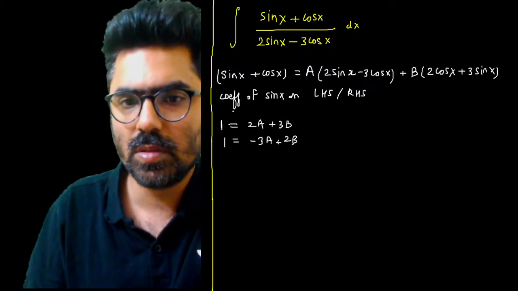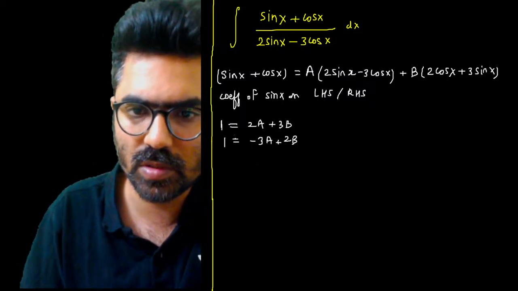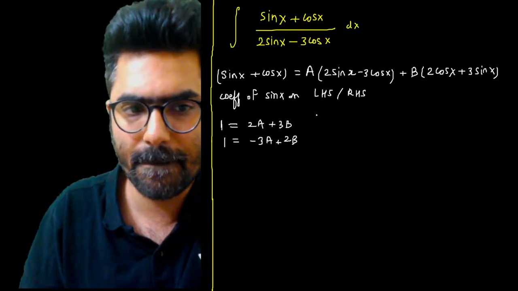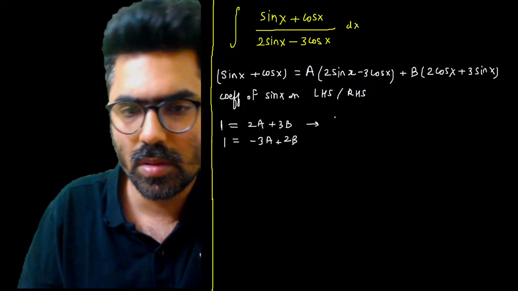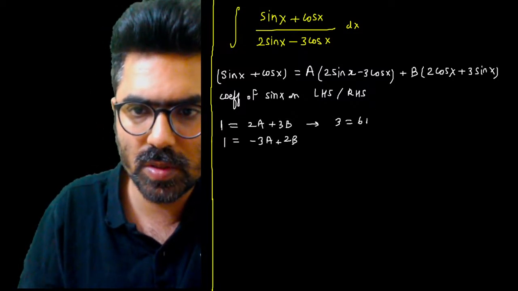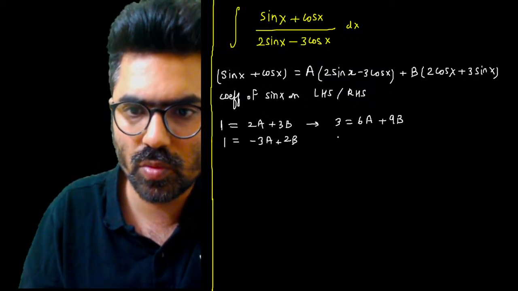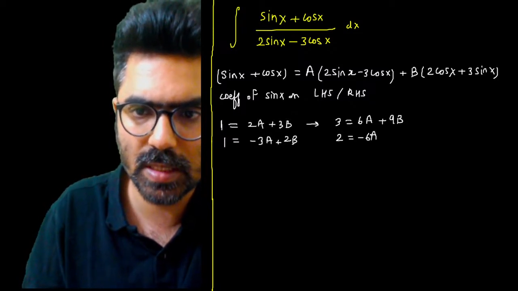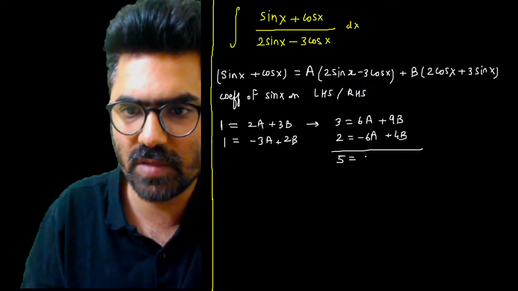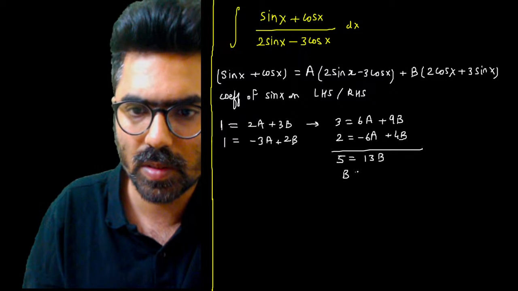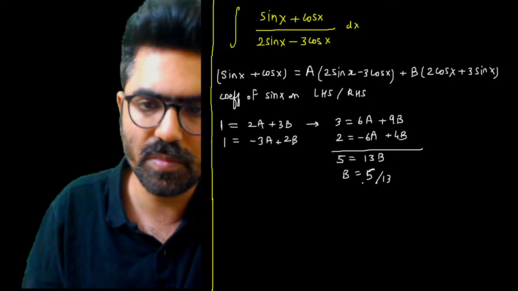This is where we have to solve the equations and get the values of a and b. Let's multiply this equation with 3, so I get 3 is equal to 6a plus 9b. Multiply this equation with 2, so I get 2 is equal to minus 6a plus 4b. Now add these, and we get 5 is equal to 13b. So b is 5 by 13.